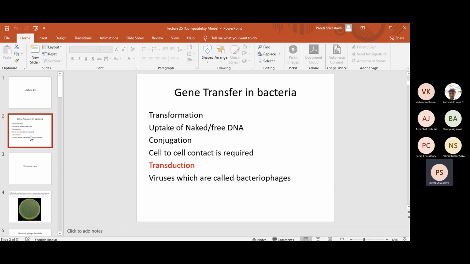On the other hand, transformation, conjugation and transduction come under the category of horizontal transfer, because in this case you do not inherit the DNA from the mother cell. Instead, the DNA is taken up either from the environment, for example in transformation where you have uptake of naked DNA, or it is coming from another cell, which can have nothing to do with the pedigree. It can be completely from another genus or from another kingdom. And in the third category, it is mediated through viruses.